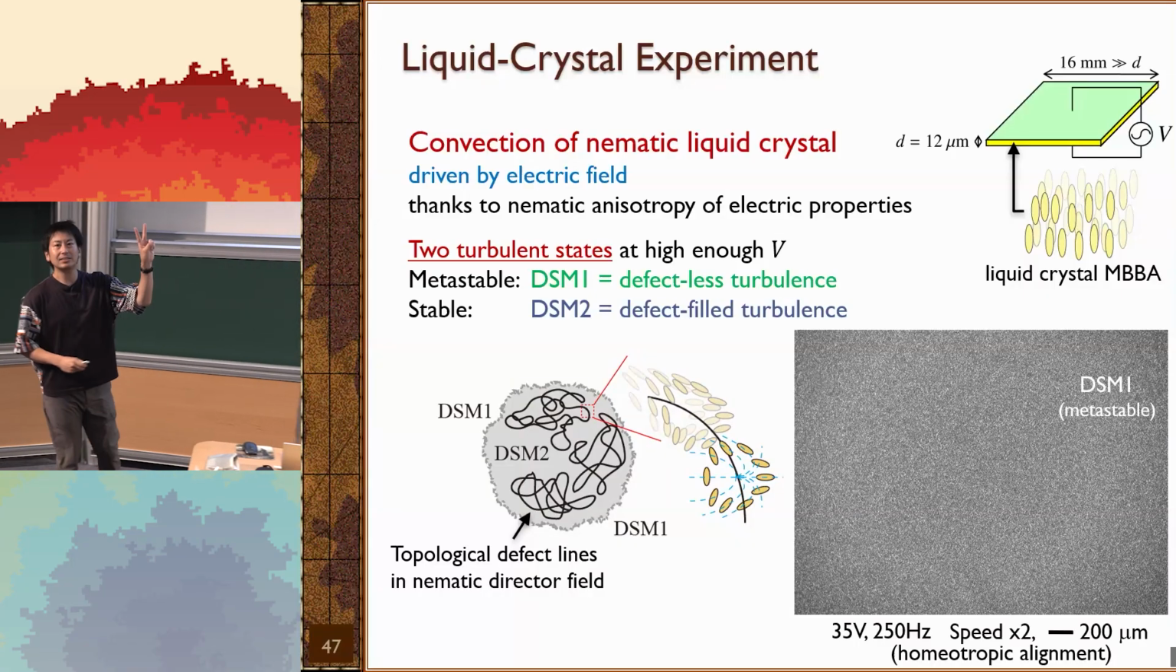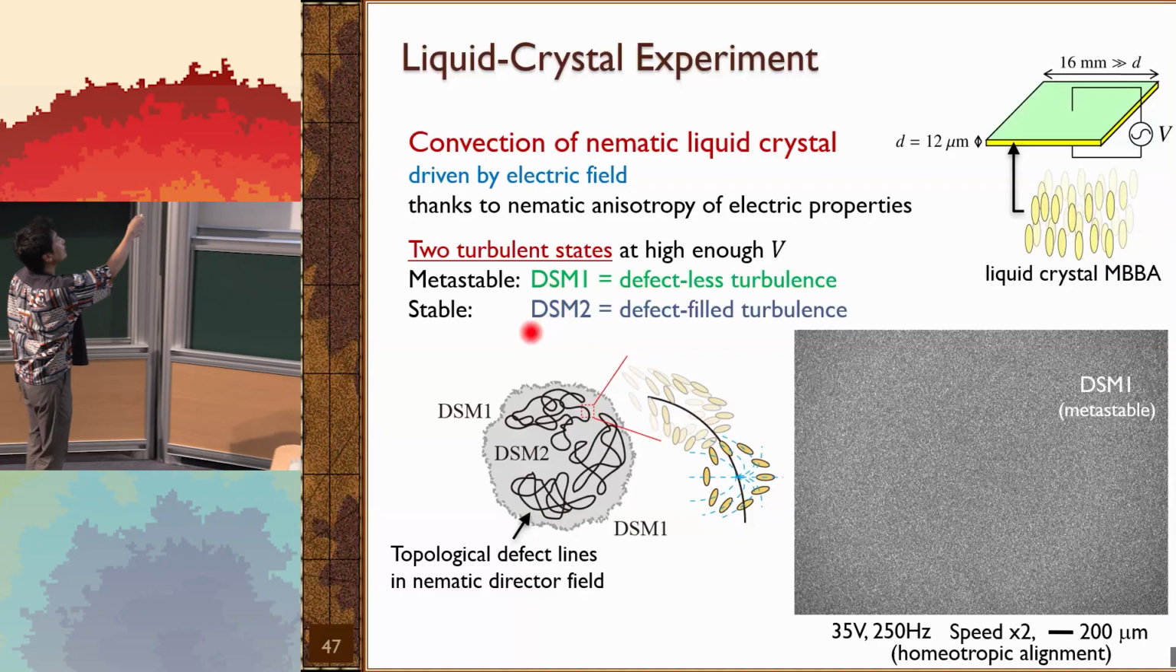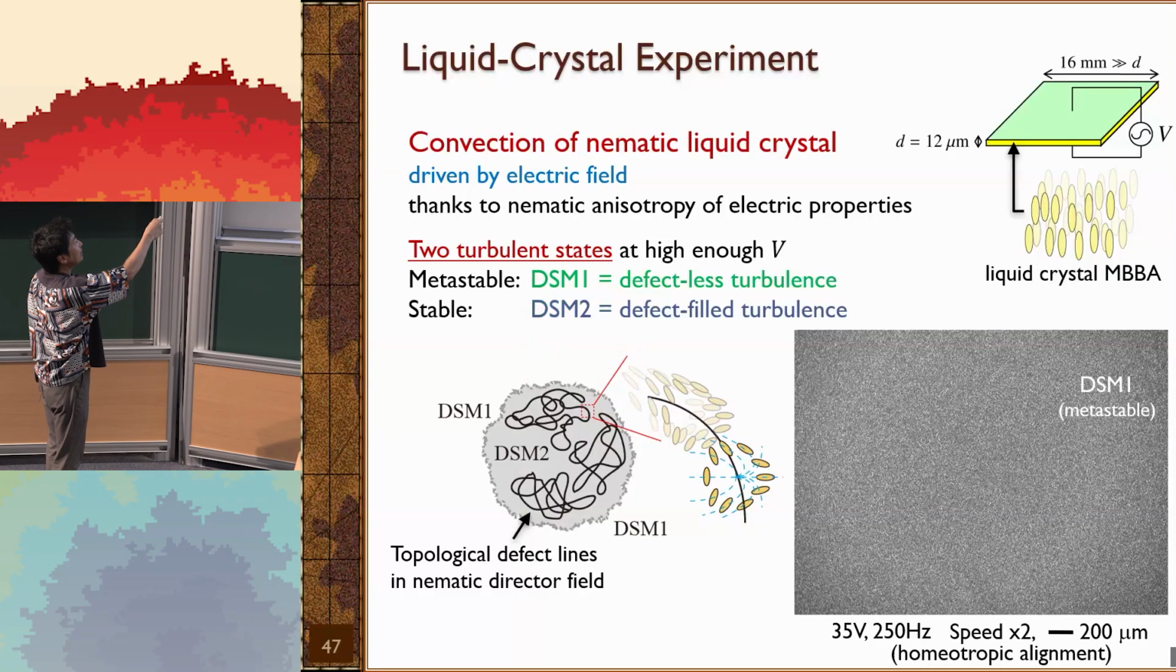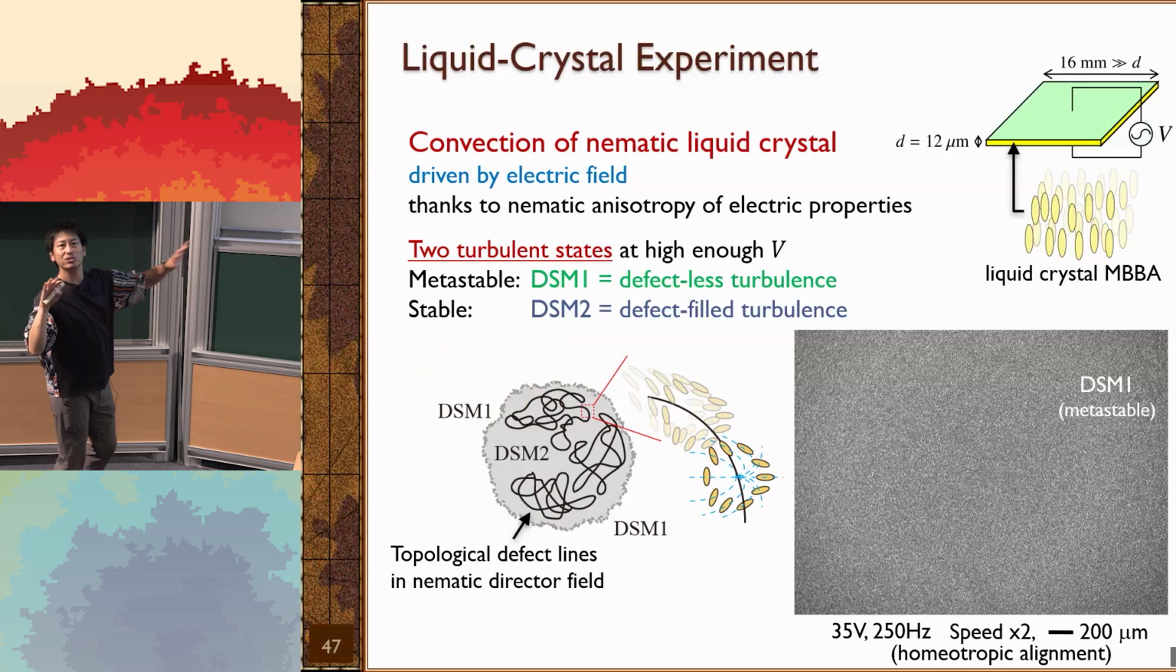And there are two turbulent states called DSM1 and DSM2. The main difference is that DSM2 consists of many topological defects in the nematic ordering. They're called disclinations. While in the DSM1 state, there are basically no such topological defects.